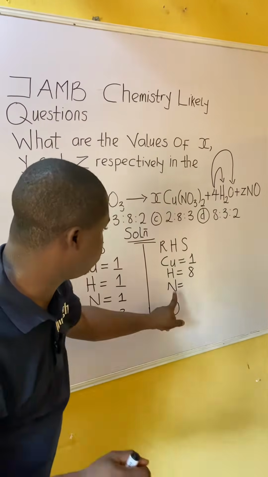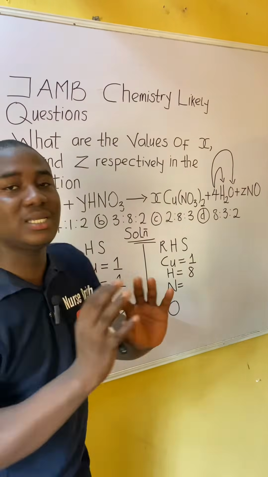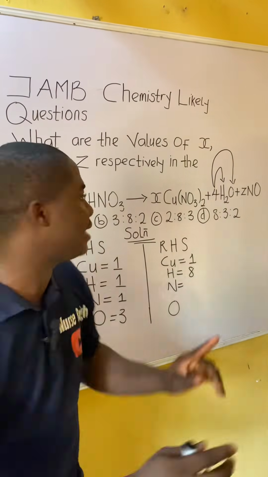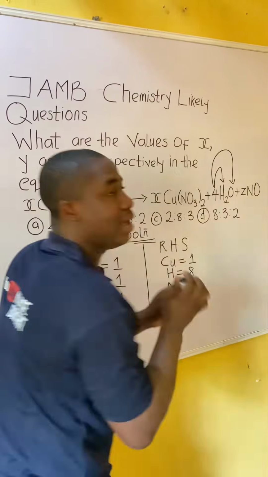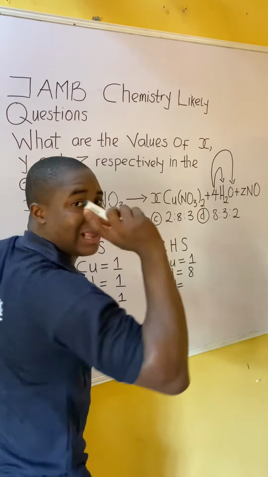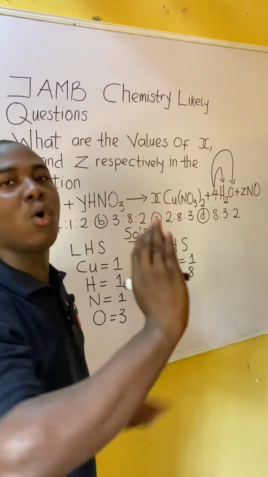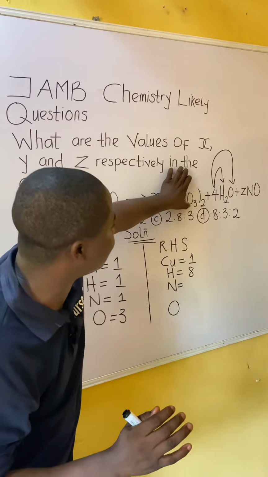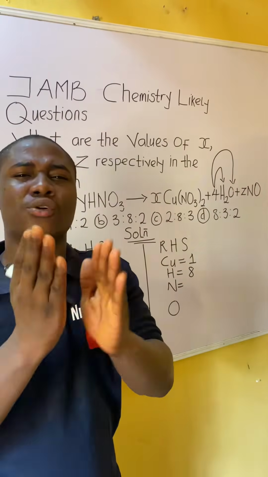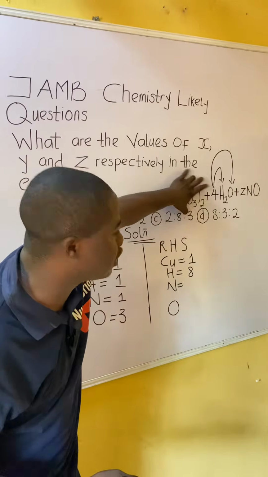Moving over to nitrogen, you can see that nitrogen appeared in 2 places in this reaction. Nitrogen appeared here and nitrogen appeared here. So first of all, let us look at nitrogen here. Let's get how many nitrogen atoms we can see in this compound.